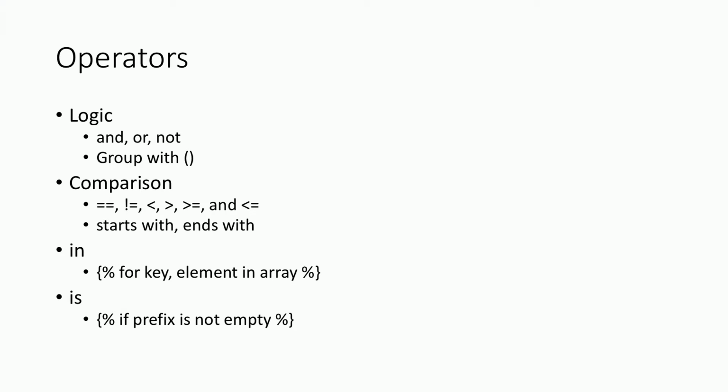We can do that. In and is, I'm giving an example here for a for loop. So for the key element in an array, I think the order is different than it would have been in PHP. And is, if the prefix is not empty. We would have done that differently in PHP as well.